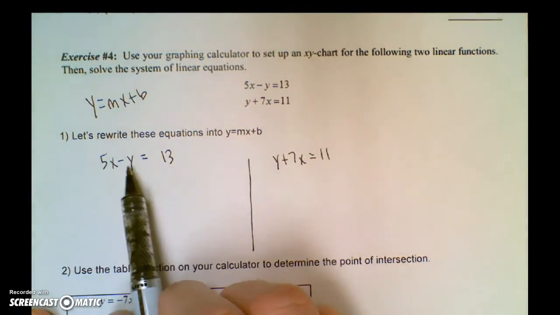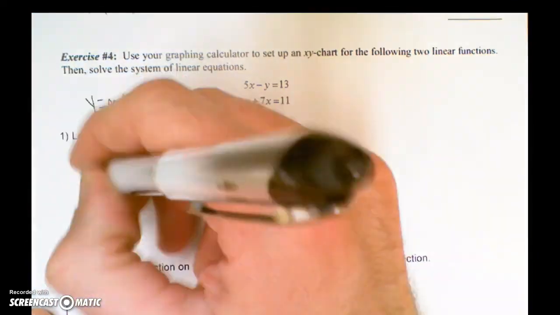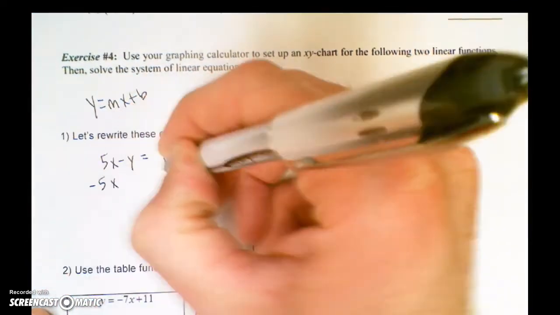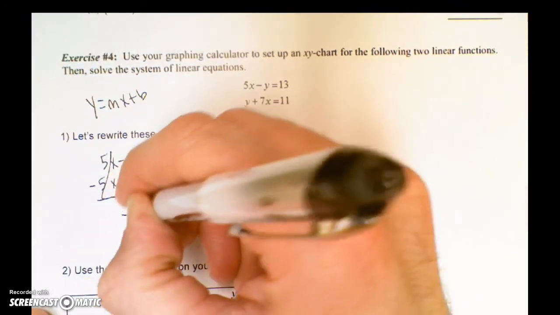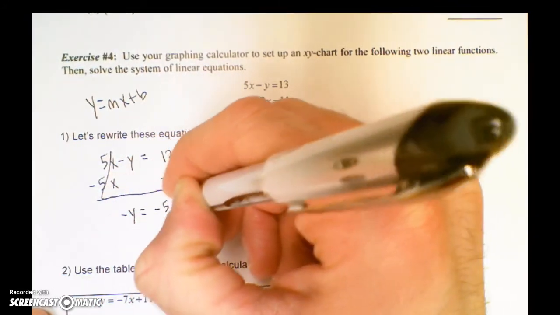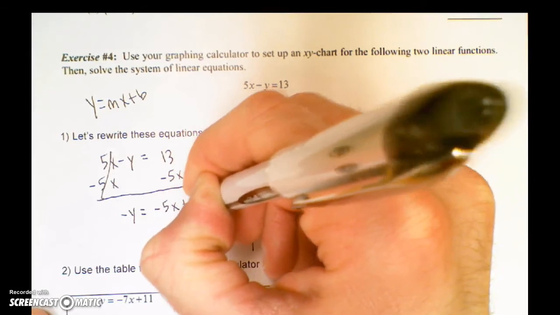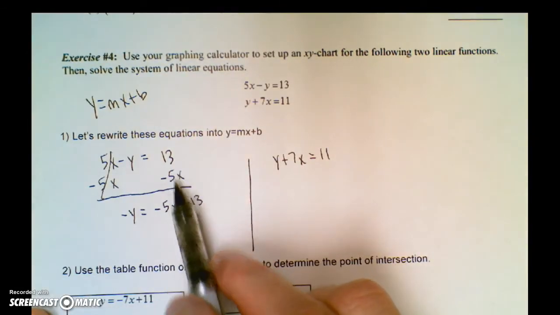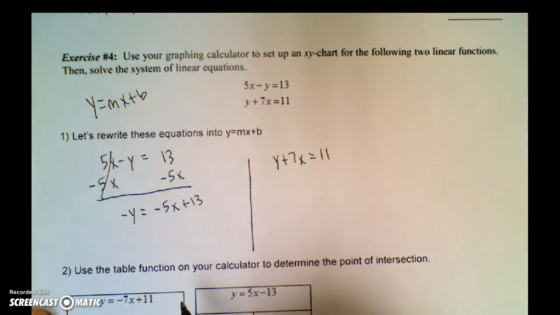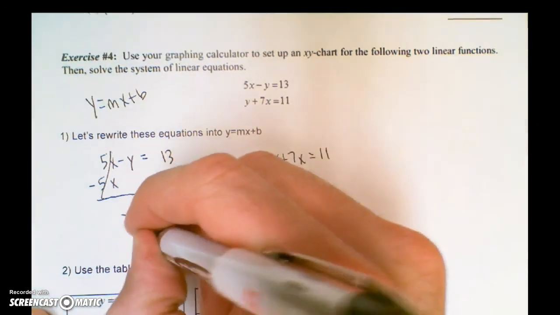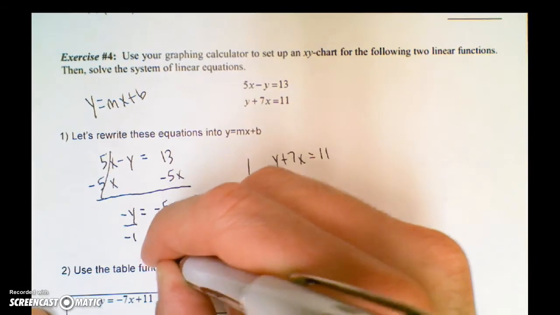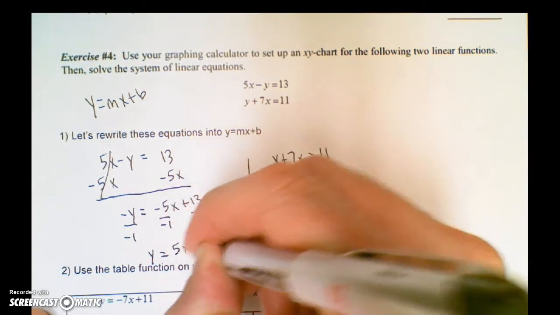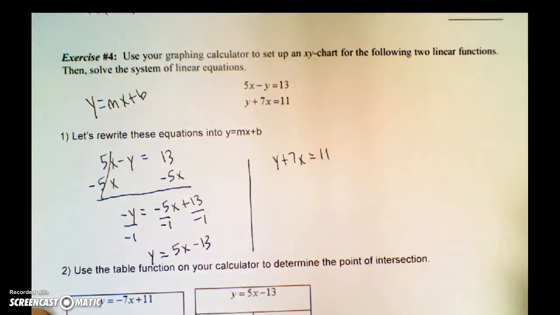To get y by itself and no negative, I have to subtract 5x. So I get -y equals -5x plus 13. I'm just writing down these terms. These are not like terms, you can't add them. And then I divide by -1 from everything, because there's a negative in front of that y. So y equals 5x minus 13.